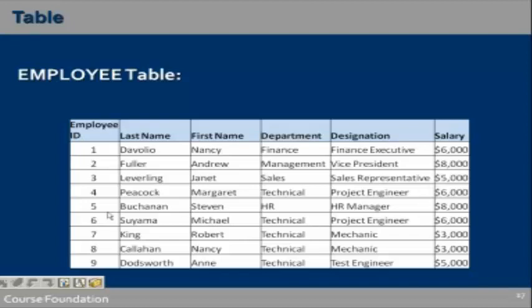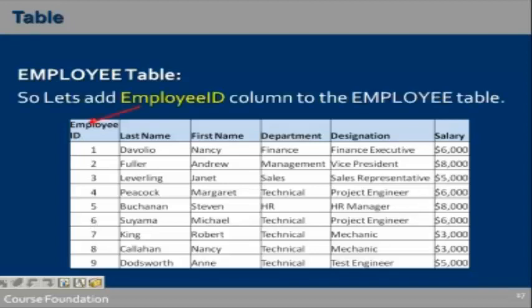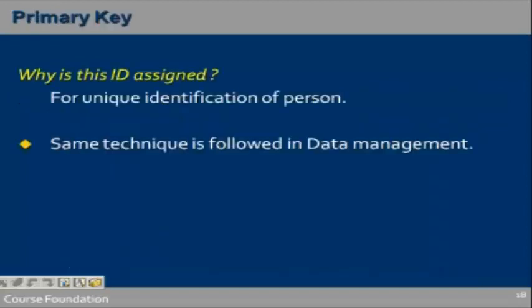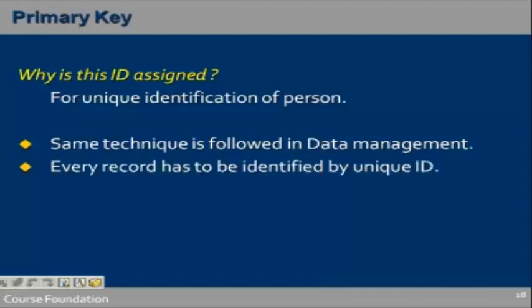Blank. Not even a single row within this column can be blank. That is why we call it unique. Now this employee ID column, since it is unique and it is not blank under any condition, we are going to name it as a primary key. And why do we assign it? For the unique identification of a person. Like in the organization, for unique identification of a person, we go for the ID.